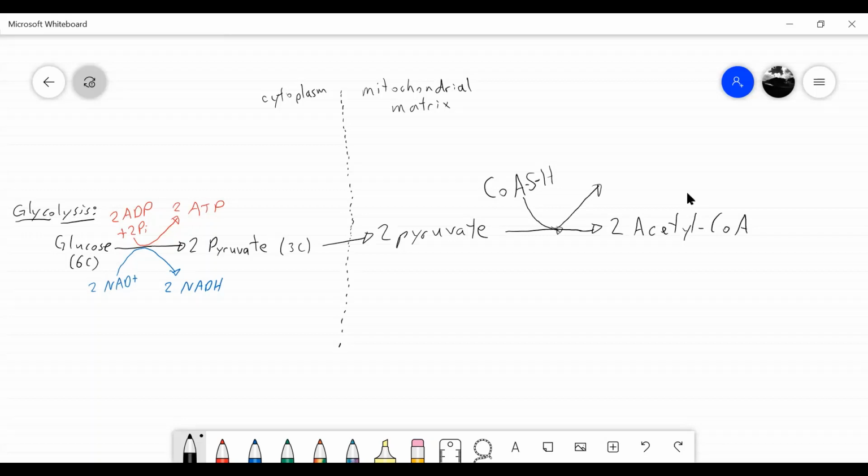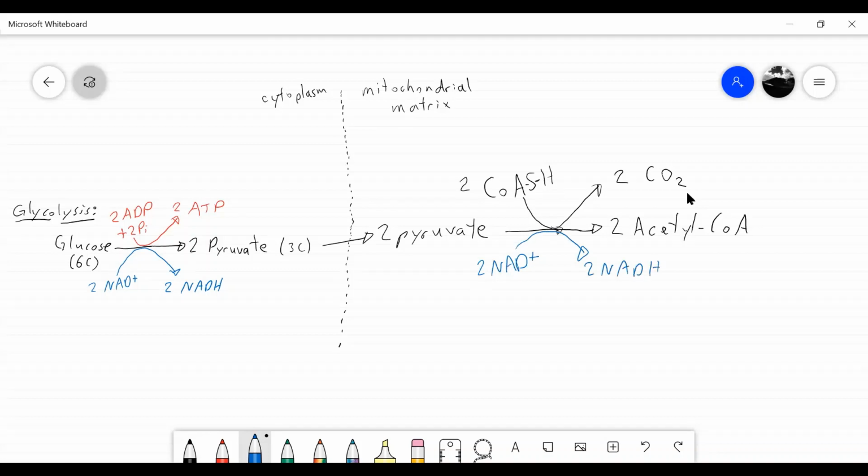We are going to, I guess this would be 2 if we want to keep everything balanced. And we're also going to emit 2 carbon dioxide. So I don't need my red pen because we did not make any ATP, but we did make 2 NADH. So how do we make NADH? We need NAD+. So there we go. And we're going to make 2 NADH.